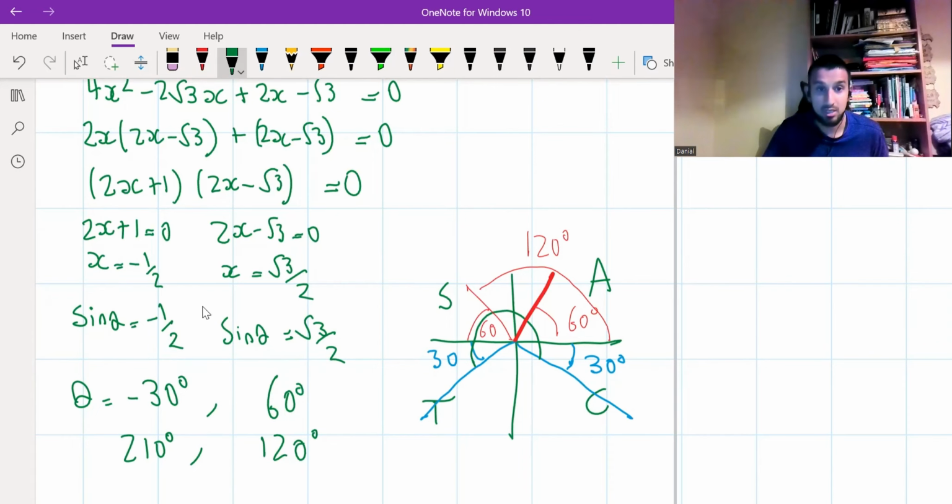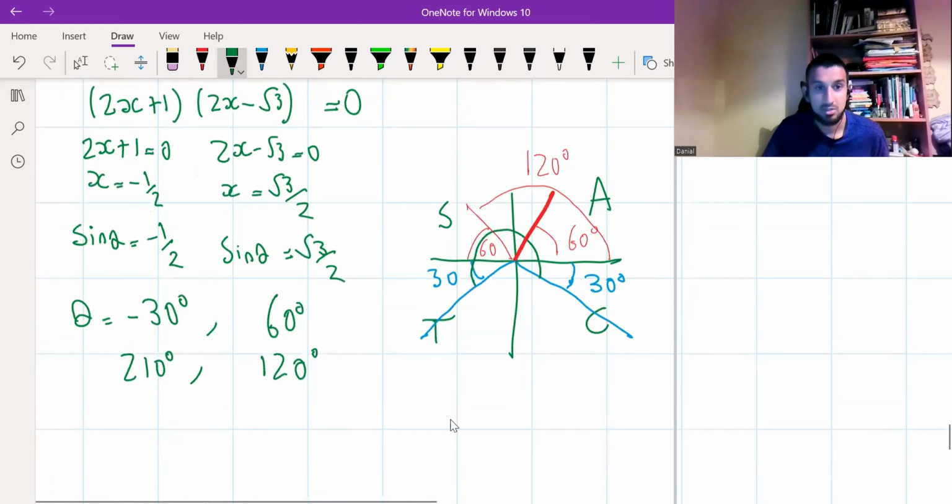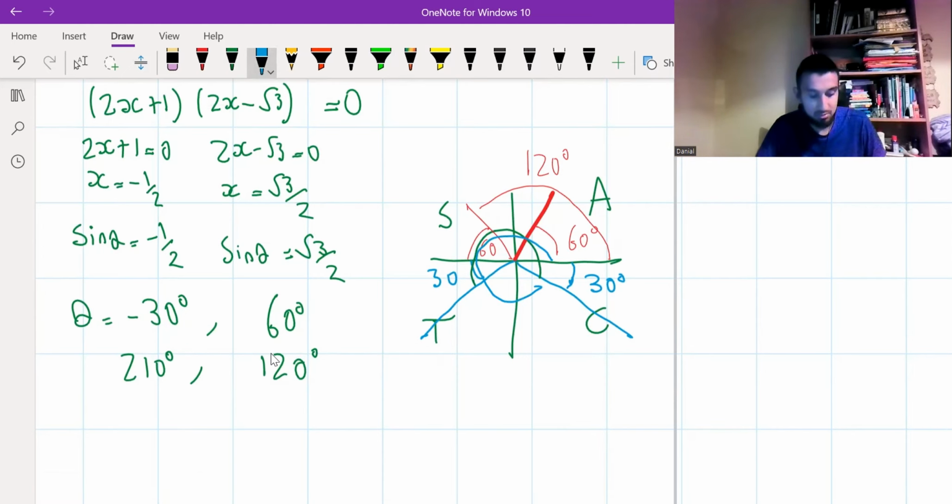Now actually, they wanted it just between 0 and 360. So the minus 30 is the correct value, but it's not between 0 and 360. But there's another way we can reach there, which is if we go all the way around, and that would be 360 minus the 30 degrees. So that would be equal to 330 degrees. Excellent. Great. Hope that made sense.